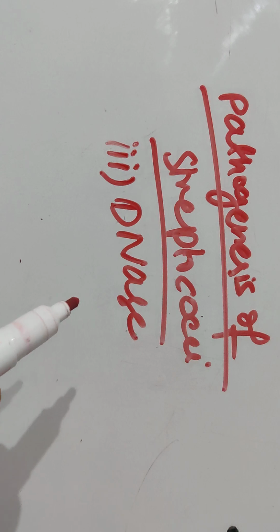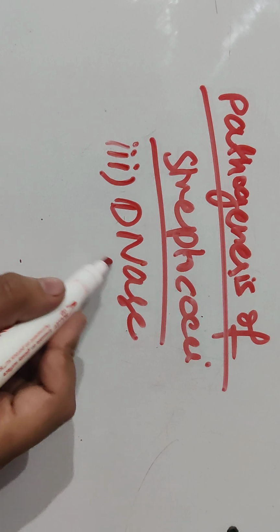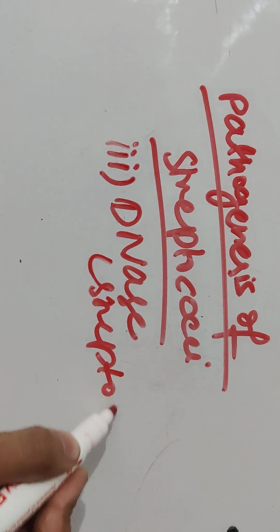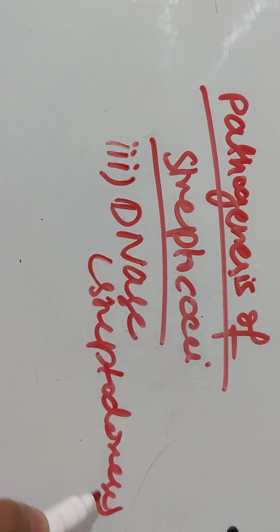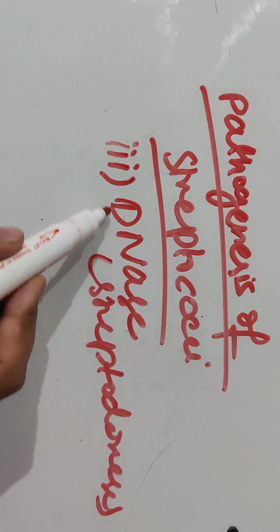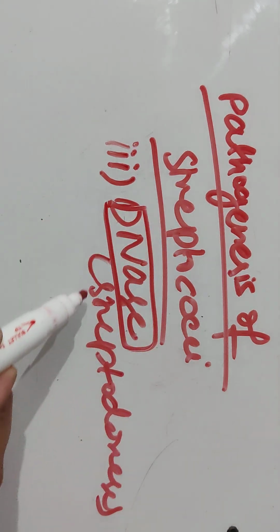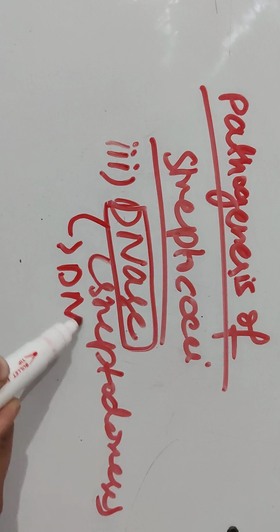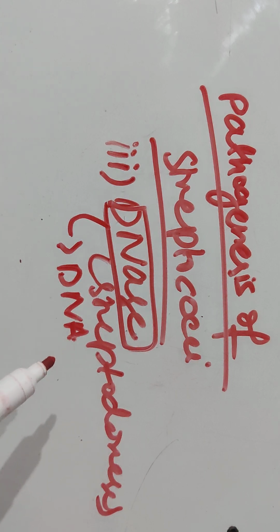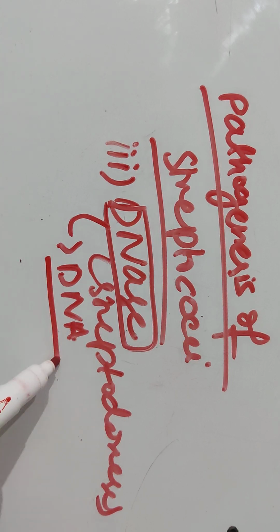DNase is also called streptodornase. It degrades DNA in exudates or necrotic tissue. What is the work of DNase? It degrades DNA in exudates or necrotic tissue.